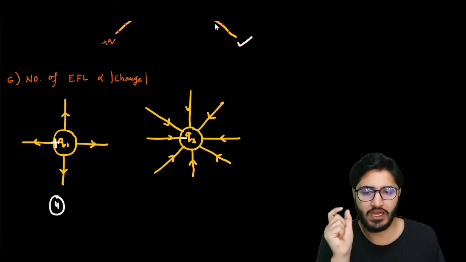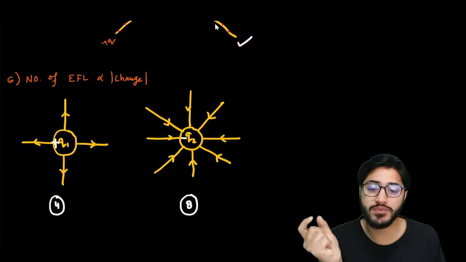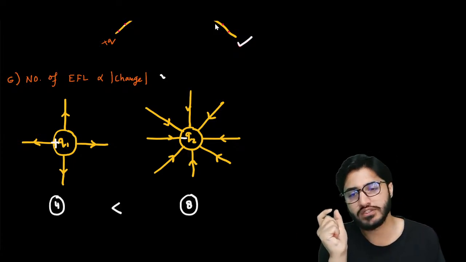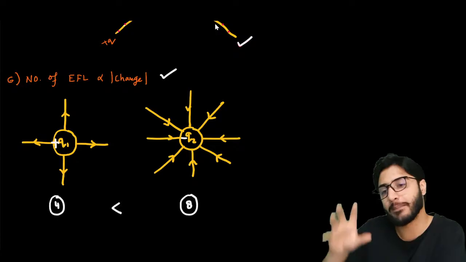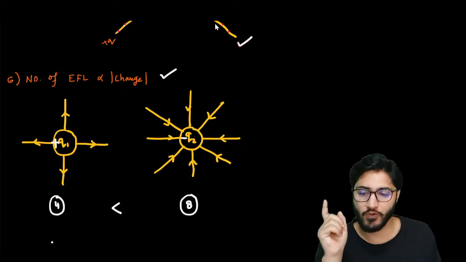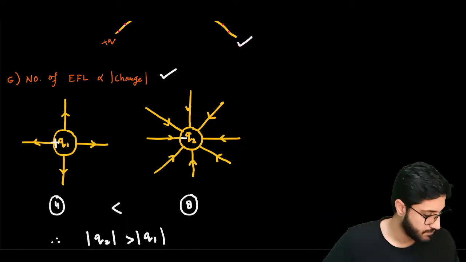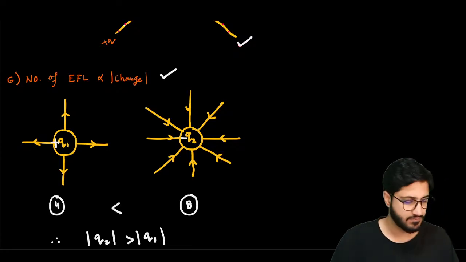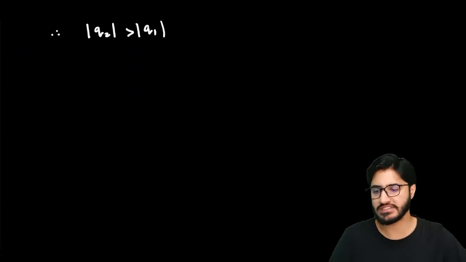So look, in the first case we have 4 lines. In the second case, how many do we have? We have 1, 2, 3, 4, 5, 6, 7, 8 lines. In the second case my lines are more, so the magnitude of the second is more than the first. If we have more electric field lines, it indicates that the magnitude of that particular charge is more. Here Q2 is more than Q1, so I can write mod of Q2 is more than mod of Q1. Okay, that's point number 6.